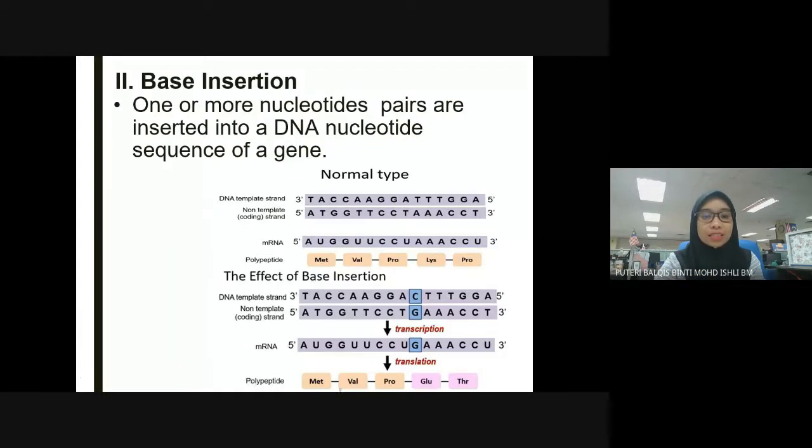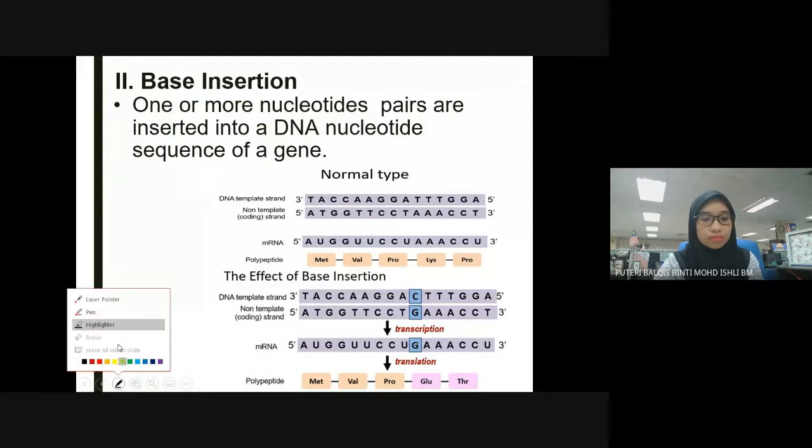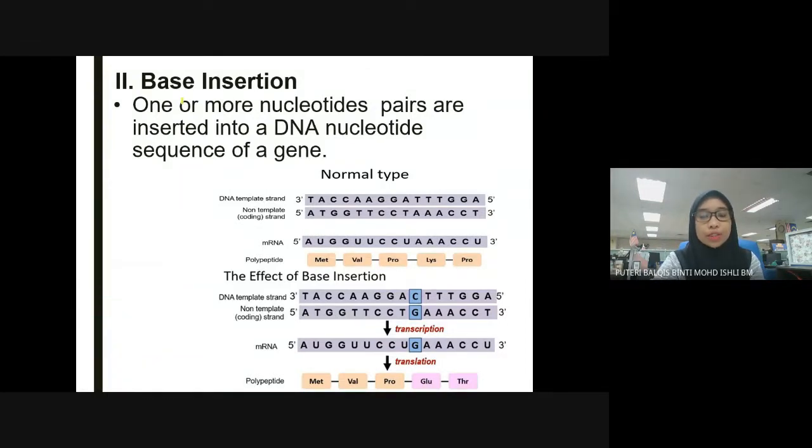So base insertion, okay, base insertion: one or more nucleotide pairs are inserted. Okay, so keyword kat sini adalah inserted. Insert. Dalam base substitution tadi kita replace. Base insertion kita insert. One or more nucleotide pairs are inserted into a DNA nucleotide sequence of a gene.